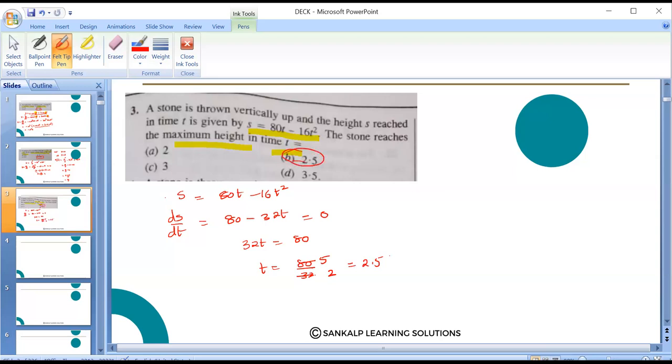Option B. You need not go in deep because these are just multiple choice questions. You can directly write the answer. You need not go for first derivative test, second derivative test, and waste time.